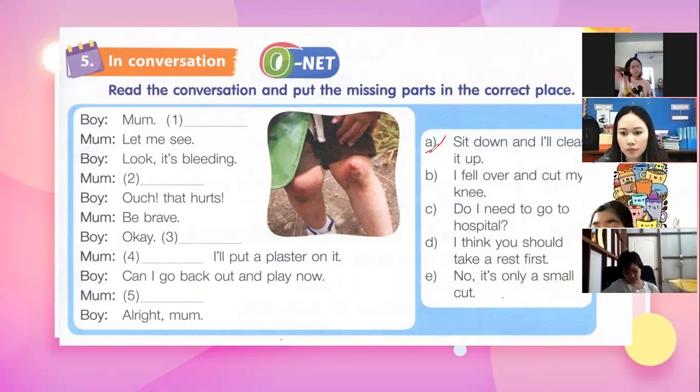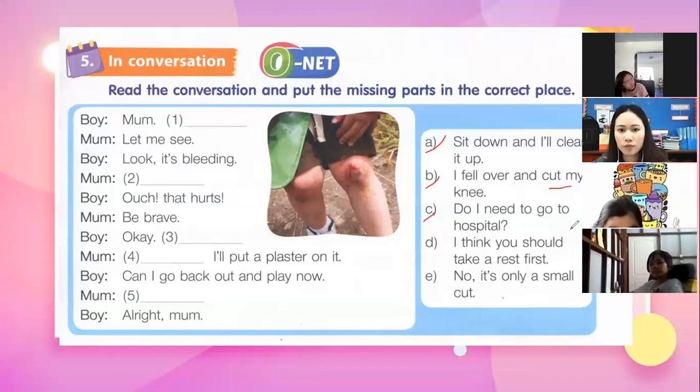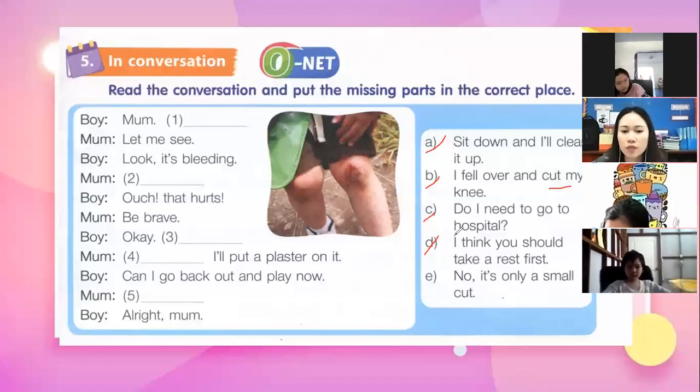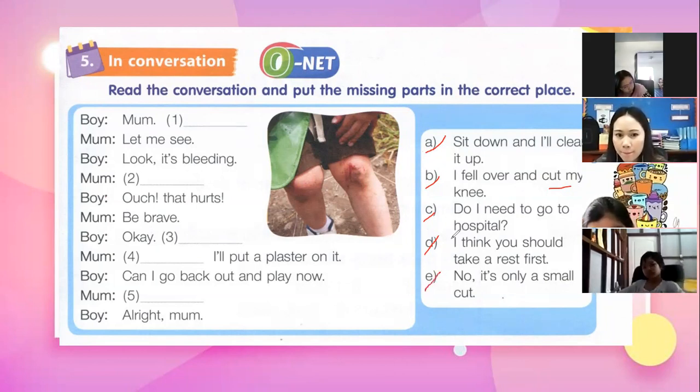A, sit down and I'll clean it up. B, I fell over and cut my knee. C, do I need to go to hospital? D, I think you should take a rest first. E, no, it's only a small cut. Okay, so these are, students, the missing parts. They are given to us, 5 of them.